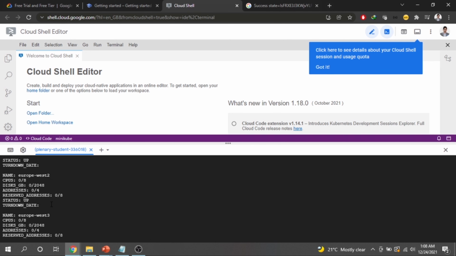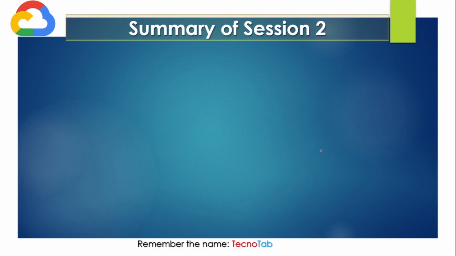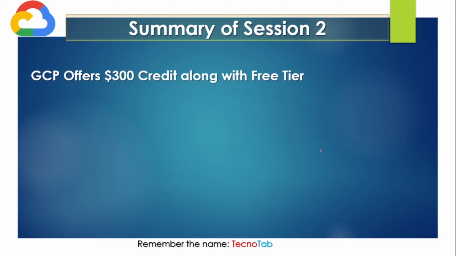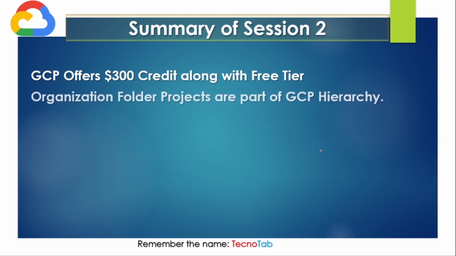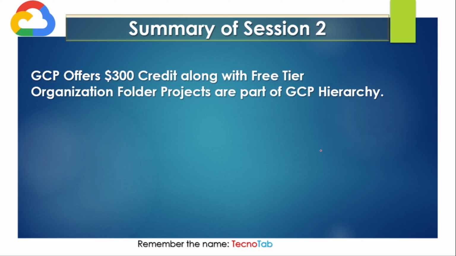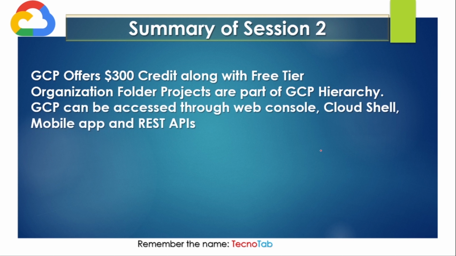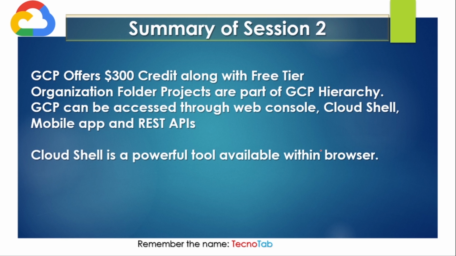You can explore all the commands that you can use with the Cloud Shell. Now let's finally have a look at the summary of session 2. In this section we learned that GCP offers $300 of credit in its free tier account. And we also saw that organization, folder, projects, and resources are the parts of the GCP hierarchy. The next thing we learned was that we can access GCP through the Web Console, Cloud Shell, mobile app, and REST APIs, right? And we also learned that Cloud Shell is a powerful tool that is available within the browser. We don't have to install anything externally, right?